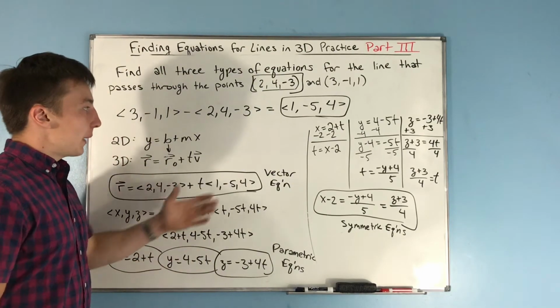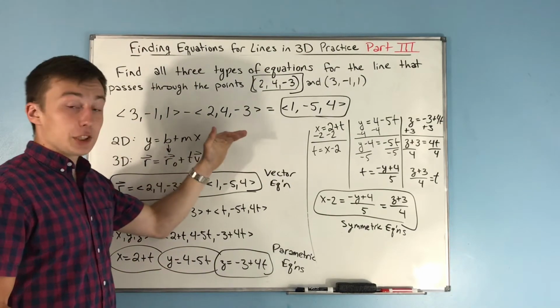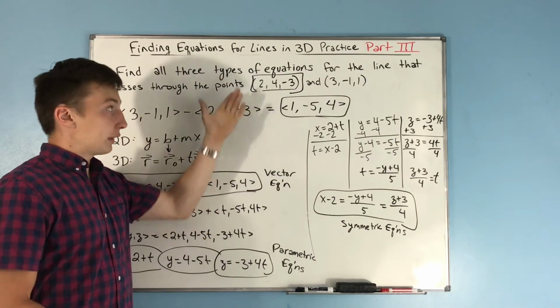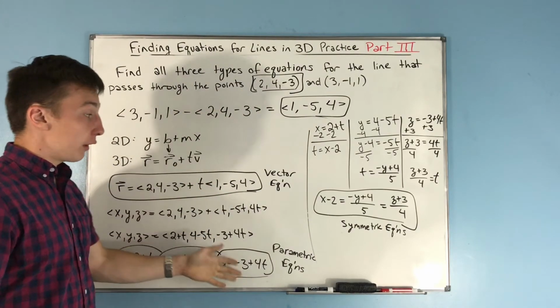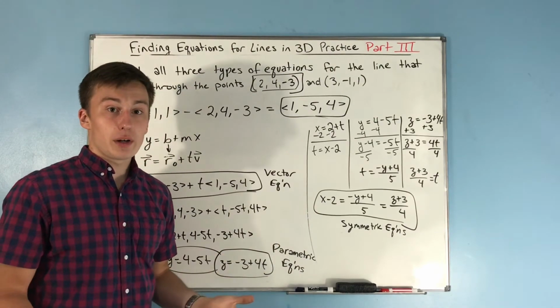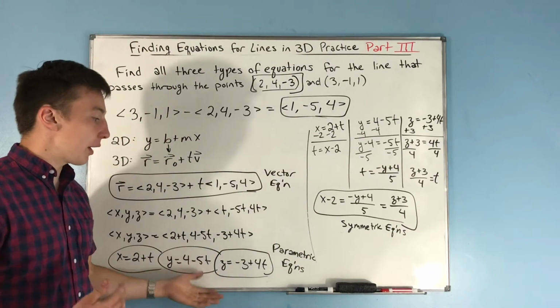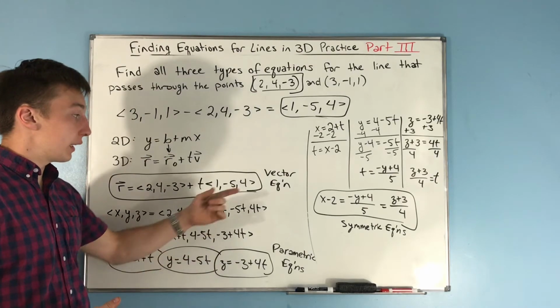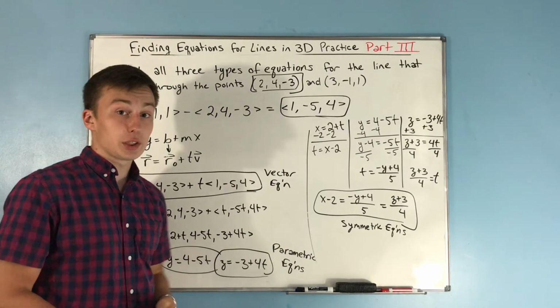My point being, if you're given an extra problem like that on top of this one, and you've already found all 3 equations, I think using the symmetric equations would be the way to go. Then you don't have to worry about your parameter at all, which is present in both the vector equation and the parametric equations.